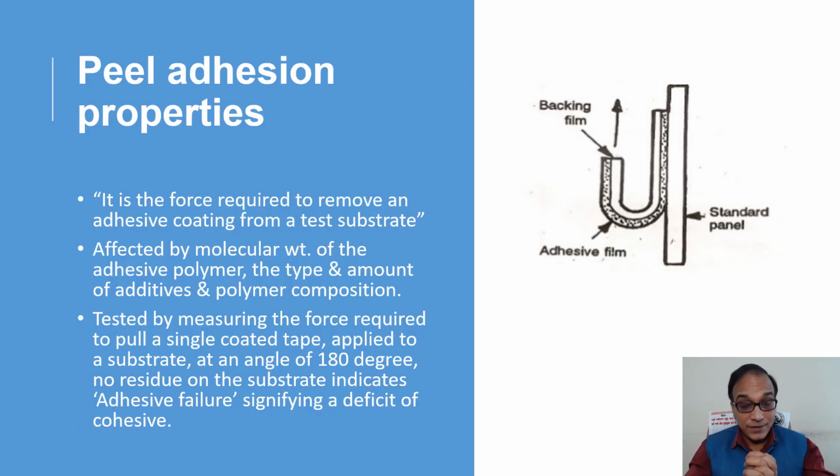Now the first test in adhesive evaluation is peel adhesion properties. It is the force required to remove an adhesive coating from a test substrate. This property is affected by molecular weight of the drug, molecular weight of the adhesive polymer, the type and amount of additive, and polymer composition. It is tested by measuring the force required to pull a single coated tape applied to a substrate at an angle of 180 degree. If no residue is found, then the adhesive failure is there, signifying a defect of cohesiveness.